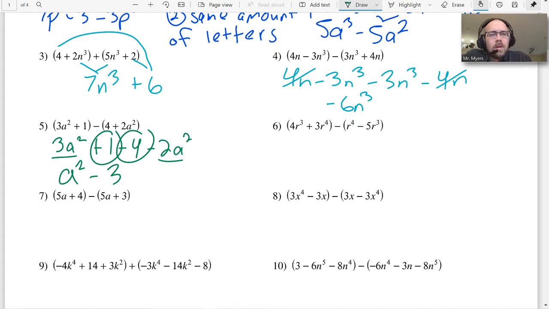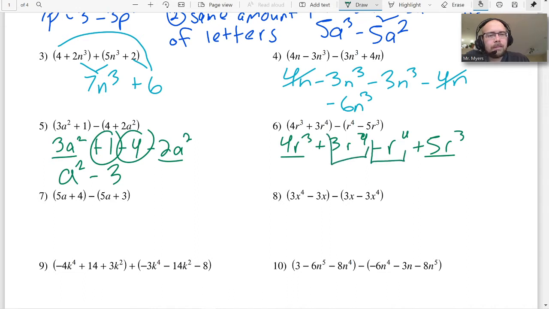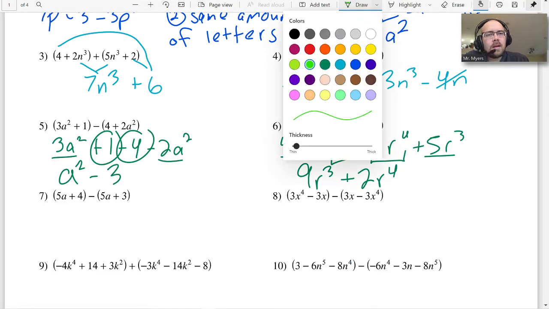Okay. Let's see. So we need to distribute that negative first: plus 3r fourth. I almost put squared. Minus r fourth plus 5r cubed. Okay, and we've got two sets of things again, right here and right here. And then maybe I'll do like a little half box thing right there. So 4r cubed and 5r cubed make 9r cubed. And then right here, 3r to the 4th minus r to the 4th would be 2r to the 4th. And we're done. And I'm switching colors again.